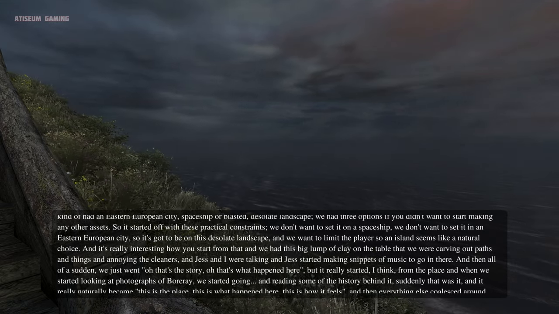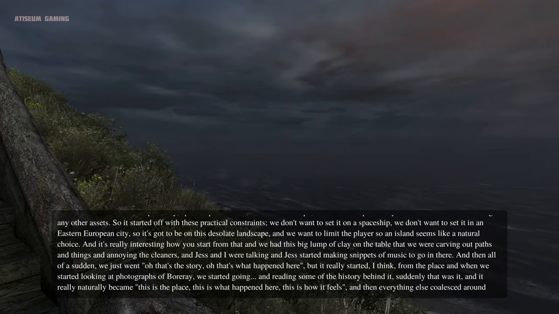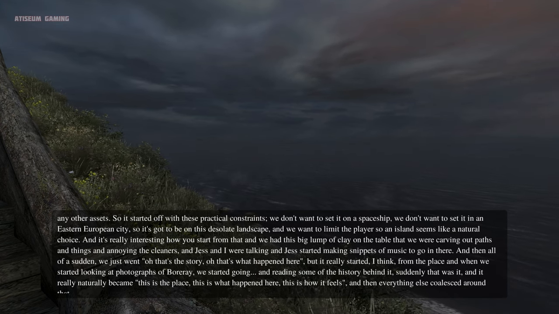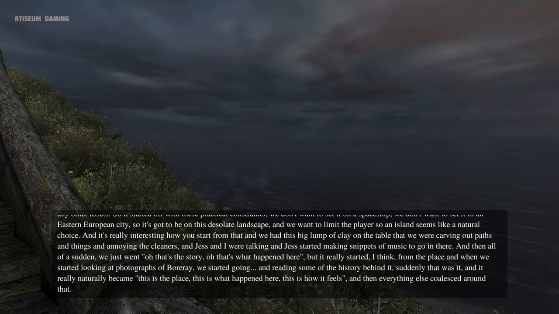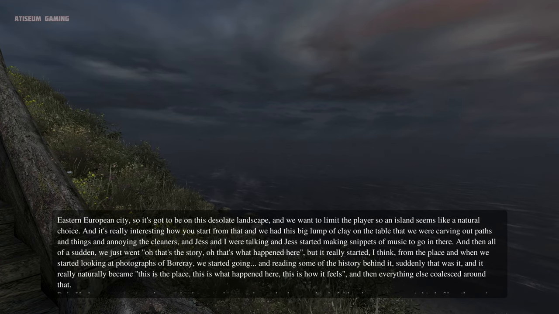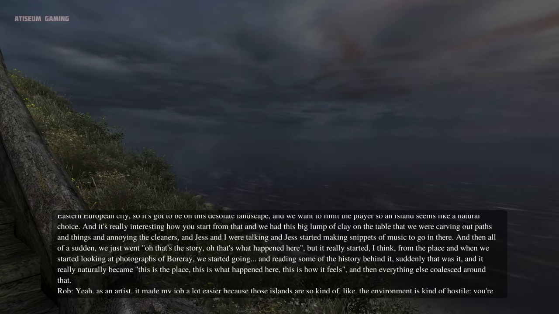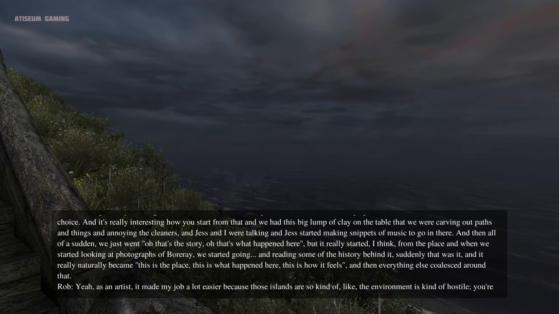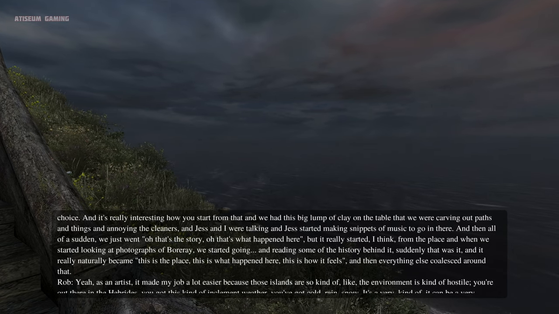And we had this big lump of clay on a table that we were carving out paths and things for, annoying the cleaners and things like that. And Jess and I were talking and Jess started making snippets of music to go in there. And then all of a sudden we just went, oh, that's the story. Oh, that's what happened here. But it really started, I think, from the place. And when we started looking at photographs of Boreray, and reading some of the history behind it, suddenly that was it. It just naturally became: this is the place, this is what happened here, this is how it feels, and then everything else coalesced around that.